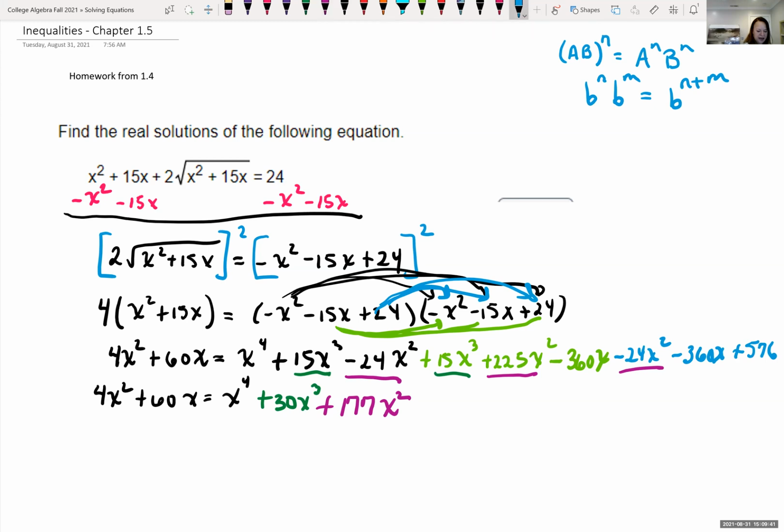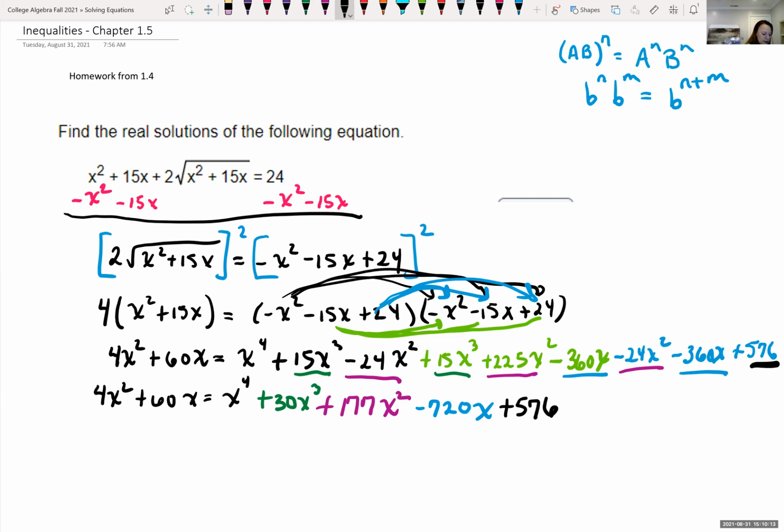Now we have a negative 360x minus a 360x gives us a negative 720x. And then the last thing that's by itself is that constant of plus 576. It's not very pretty, is it? Okay, so we want to get everything to one side of the equation. And we can do that by setting it equal to 0.